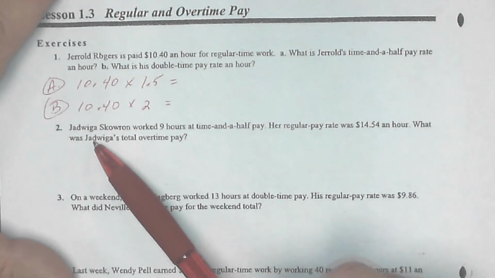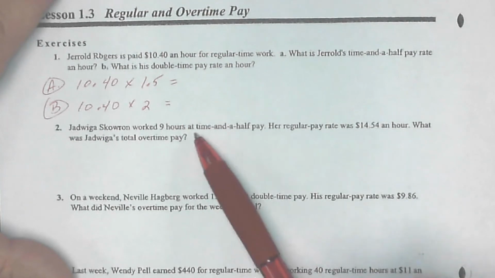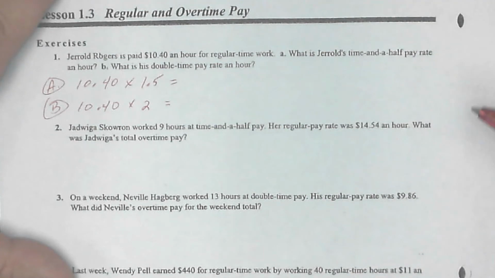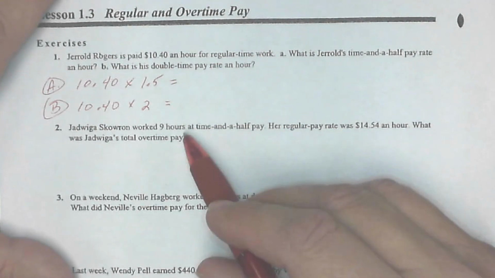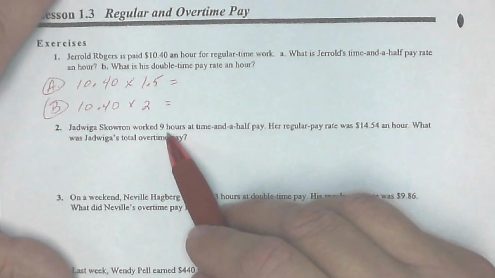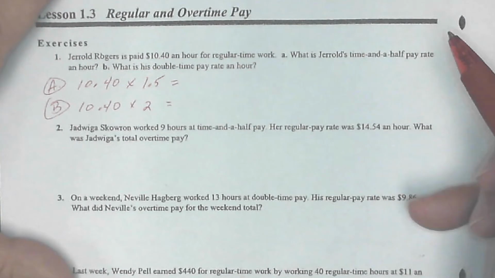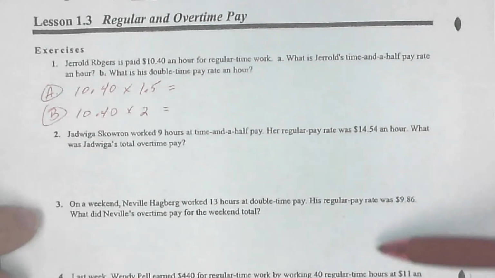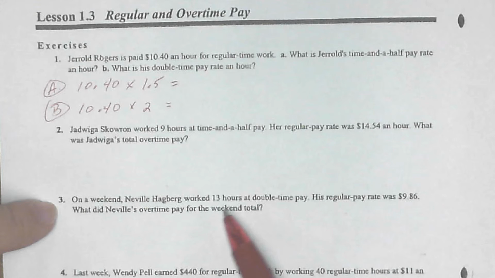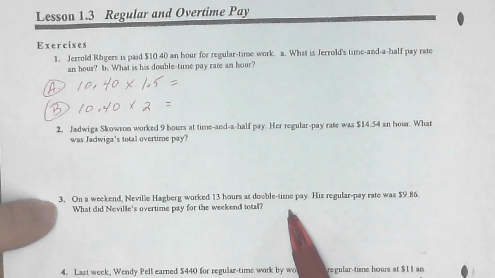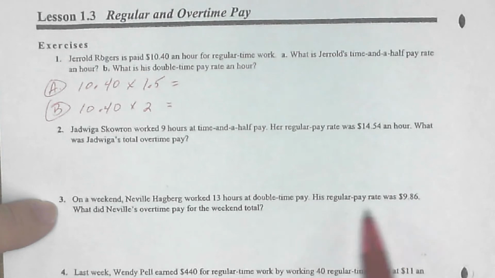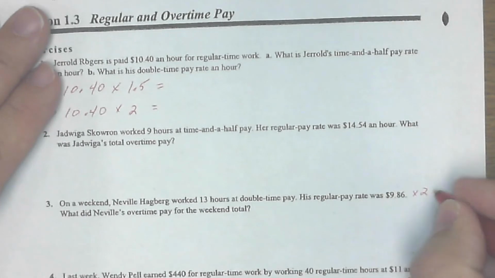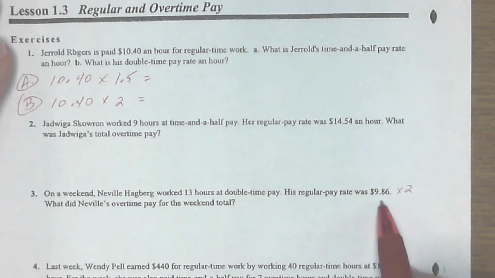Okay, so number 2, 9 hours at time and a half. That's just the 14.54 times 1.5. Then multiply that times 9. Number 3, 13 hours of double time pay. So double time, times 2. So you just multiply that by 2.